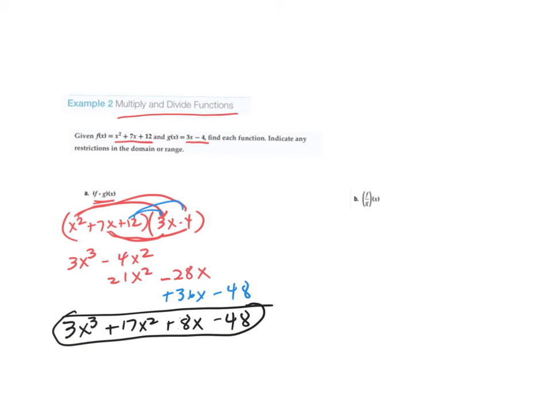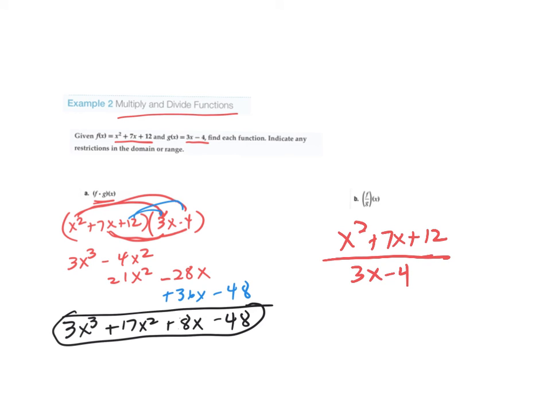So now let's look at division. Division is like a fraction. I'm going to take my f function because it's on top: x squared plus 7x plus 12. I'm going to put it over the g function, which is 3x minus 4. Now we have to look at this problem and see what we can divide out.